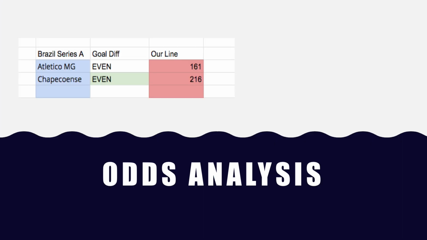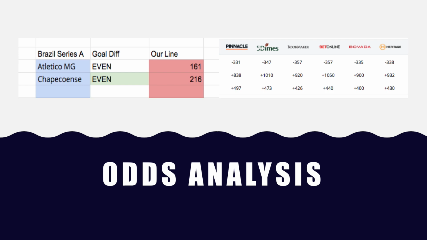Now, odds analysis, this is very important. When we see even goal differential in our stat model, we need to check the odds, because if we look at the odds and let's say Chapecoense is, say, +235, maybe Atletico is the favorite, or they're somewhere around that same number, and there's no value, then this would be a game we wouldn't even consider. However, when you look at the odds, which we're going to look at now, Atletico is a huge, huge favorite at -347.